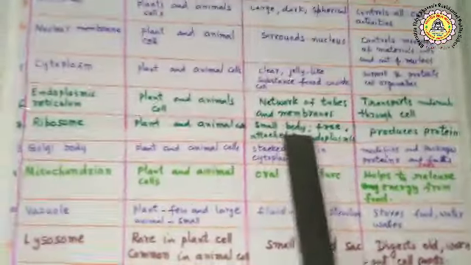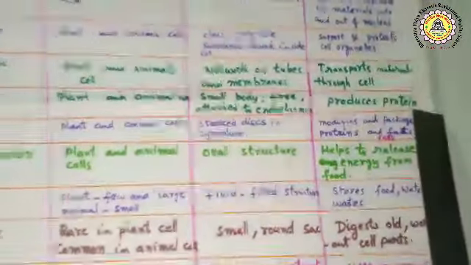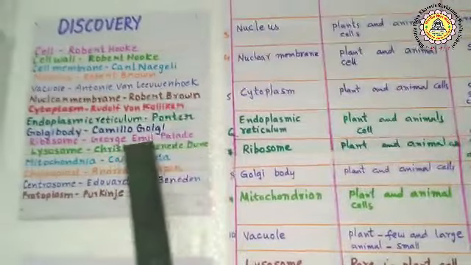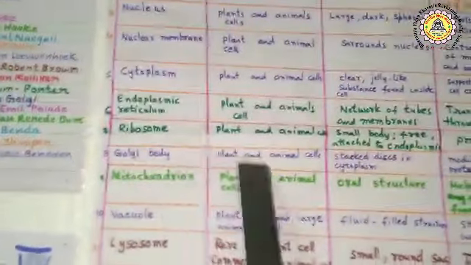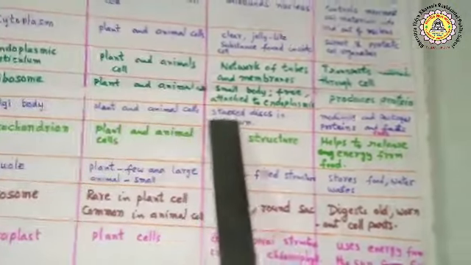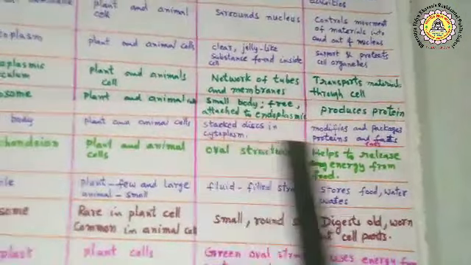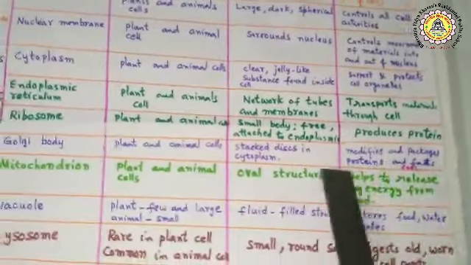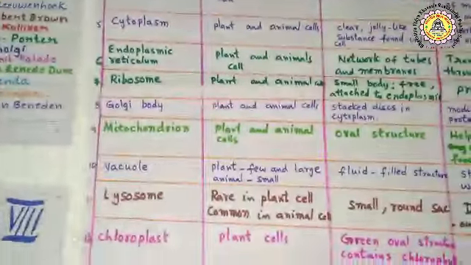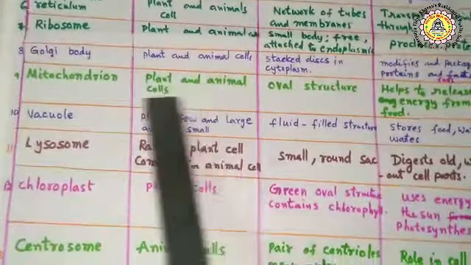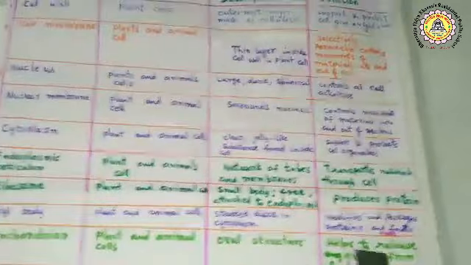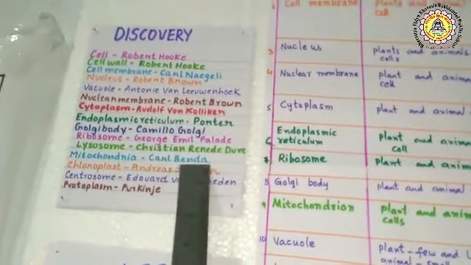Next, ribosome, found in both plant and animal cells. It is a small body, free or attached to the endoplasmic reticulum. Its function is to produce proteins. Ribosome was discovered by George Emil Palade. Next, Golgi body. It is found in both plant and animal cells. These are stacked discs in the cytoplasm. The function is to modify and package proteins and fats. Golgi body was discovered by Camillo Golgi. Next, mitochondrion. It is found in both plant and animal cells. It is an oval structure. It helps to release energy from food. Mitochondria were discovered by Carl Benda.